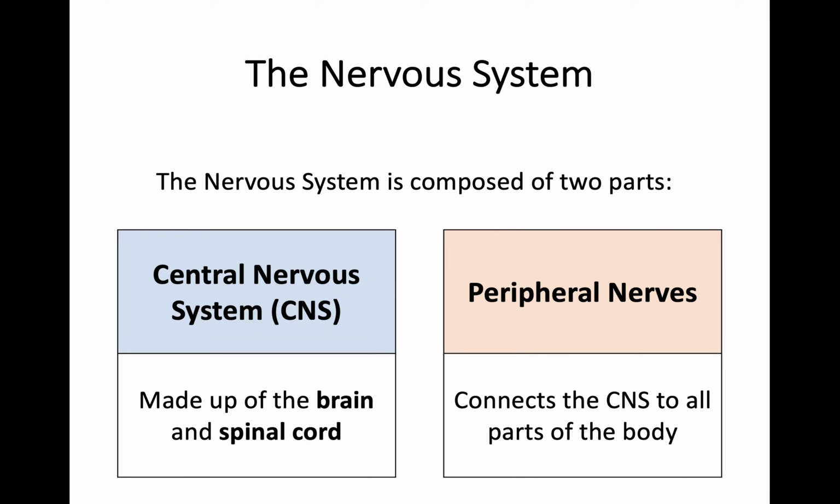So first of all, the nervous system is made up of two parts. The first and very important part is the central nervous system, sometimes abbreviated to the CNS, which is made up of both your brain and your spinal cord. The central nervous system and the peripheral nerves, all these other nerves around your body, complete your entire nervous system, but your central nervous system is only made up of the brain and spinal cord.